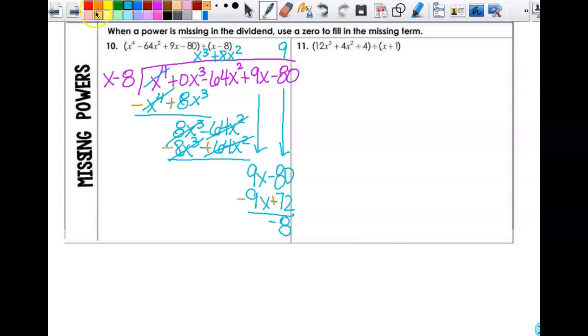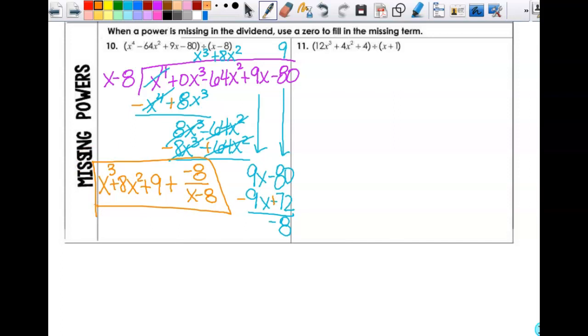And then what I have up here is x cubed plus 8x squared plus 9. Okay, I don't leave a big space there. That wouldn't make any sense. My remainder is negative. That doesn't matter. I still put plus. Then my numerator is negative 8 over x minus 8. Can I cancel out those 8's? No, good God, no. And that is it. I'm done. Okay. What questions do you have?